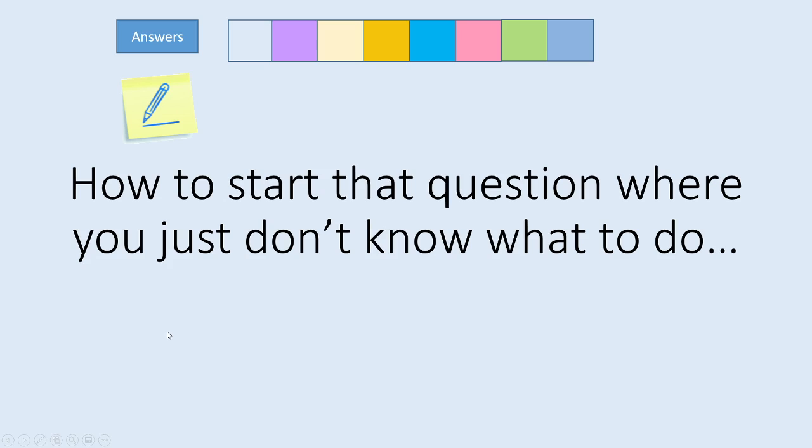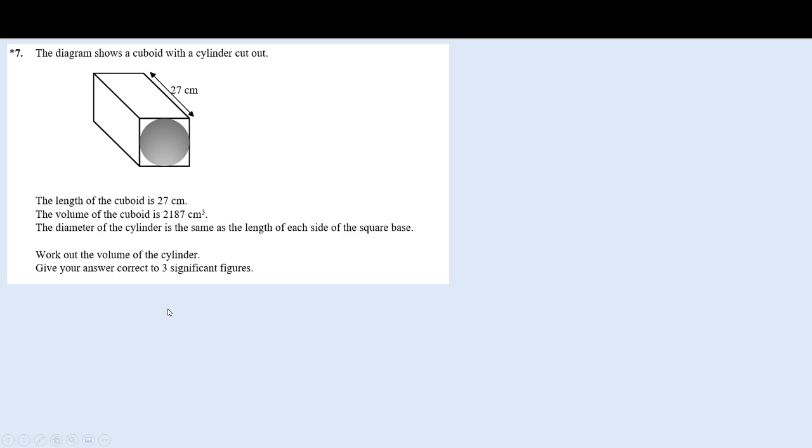Okay, so let's have a look at our first question and see what it is we're going to think about along the way. So we've got a question here. This says that a diagram shows a cuboid with a cylinder cut out. The length of the cuboid is 27 centimeters. The volume of the cuboid is 2,187 centimeters cubed. And we're told that the diameter of the cylinder is the same as the length of each side of the square base. We want to know the volume of the cylinder correct to three significant figures.